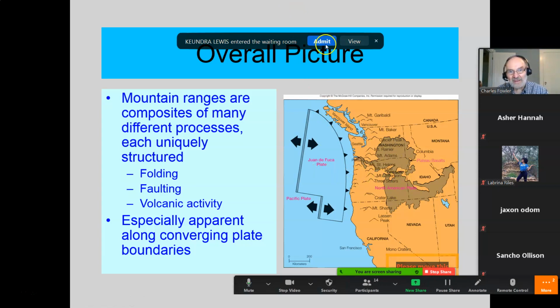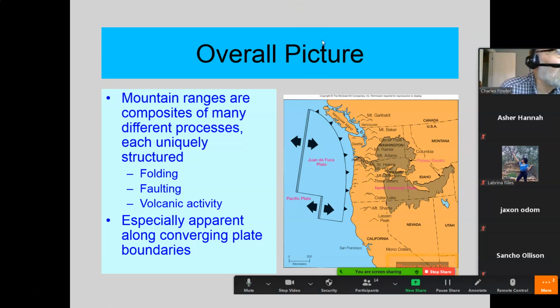Here's Kundra coming back in. I'm pretty sure we got her earlier. Yep, there she is. Okay.